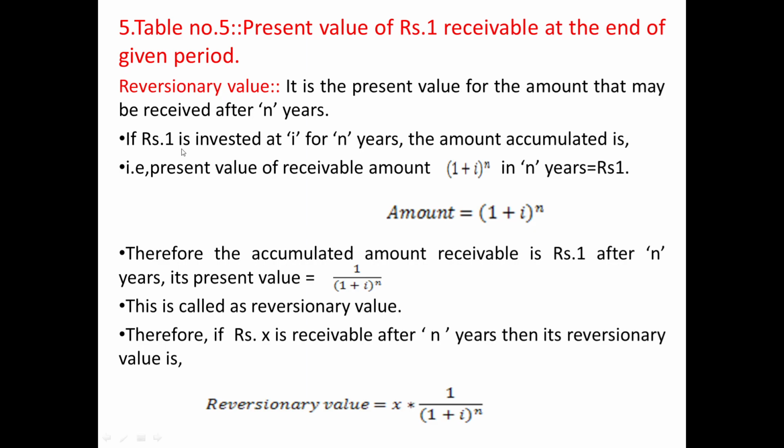Here we have discussed that rupees 1 is invested for n years, so you get the amount (1 plus I) to the power n. That is, the initial present value is rupees 1, and you are getting an amount after a certain year. Now if I want the present value of rupees 1 that you may get after n years, by cross multiplication you can find it out: 1 upon (1 plus I) to the power n. This is called the reversionary value. Therefore, if you are receiving rupees x after certain years, then its reversionary value will be x into 1 upon (1 plus I) to the power n.